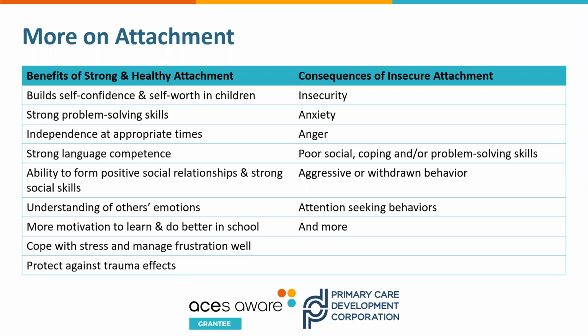So for children, we might see problems with learning or paying attention, getting along with others. We may see kids that are, quote unquote, colicky when they're babies or infants, but really what's going on may be much deeper than that. And then eventually we may see withdrawn behaviors or aggressive behaviors. Next slide, please.